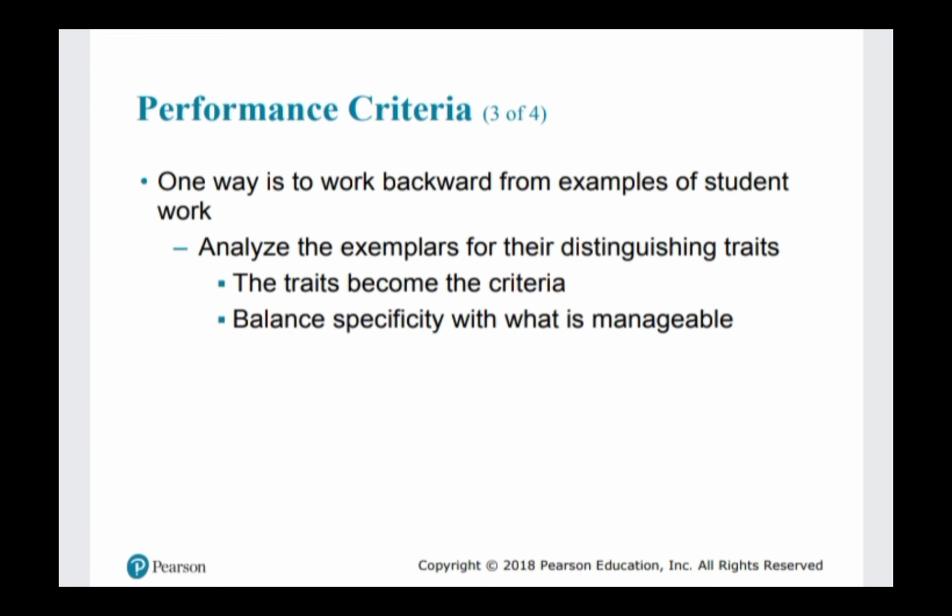When giving tasks to your students, you should put emphasis on the criteria, like what is the basis of getting a score in their product. It is also helpful to the students or the performers to improve their own outputs. One way is to work backward from exemplars of student work. Analyze the exemplars for their distinguishing traits. The traits become the criteria. Balance specificity with what is manageable.